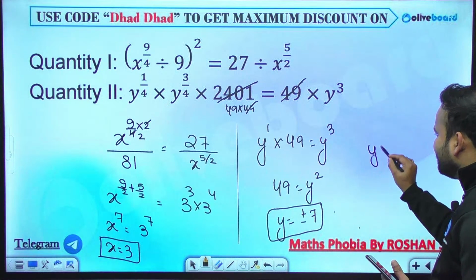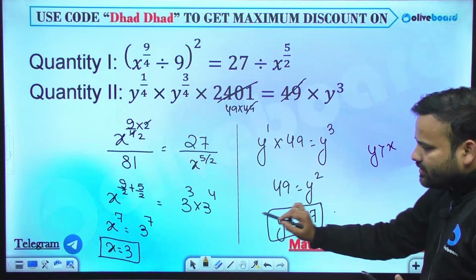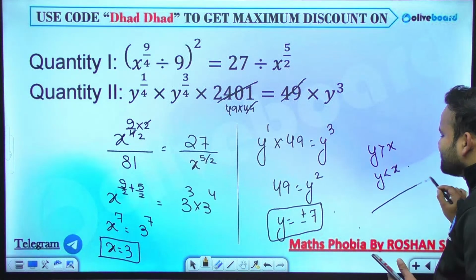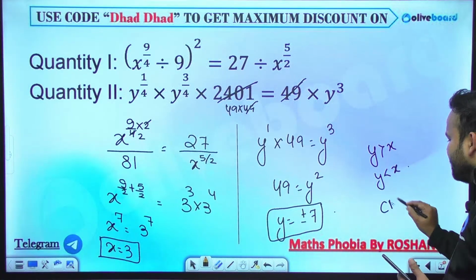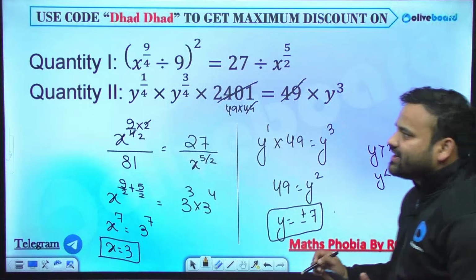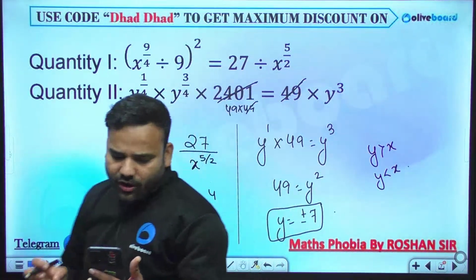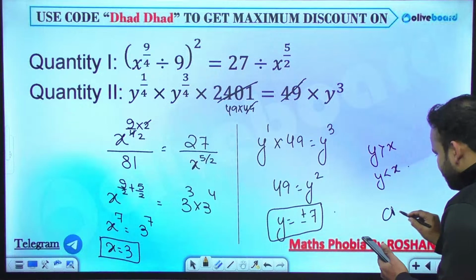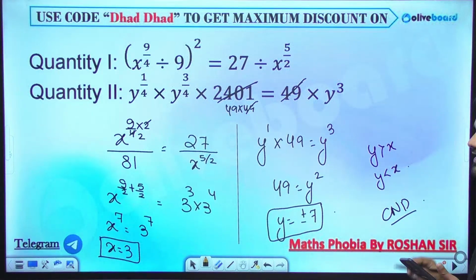So y is greater than x in case of positive 7, and y is also less than x in case of negative 7. So it means we can't establish the relation. So the answer should be neither quantity 1 is greater nor quantity 2. The relation will not be established. C and D will be the answer. Very good. Saurabh Kumar, very good. Avi, very good. Clear?